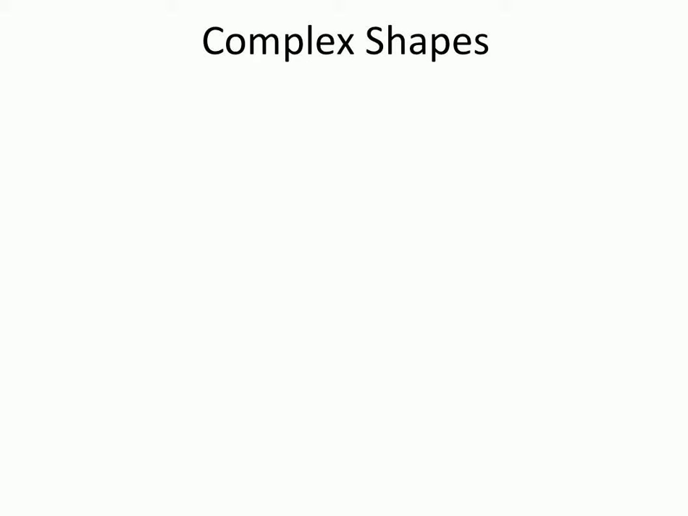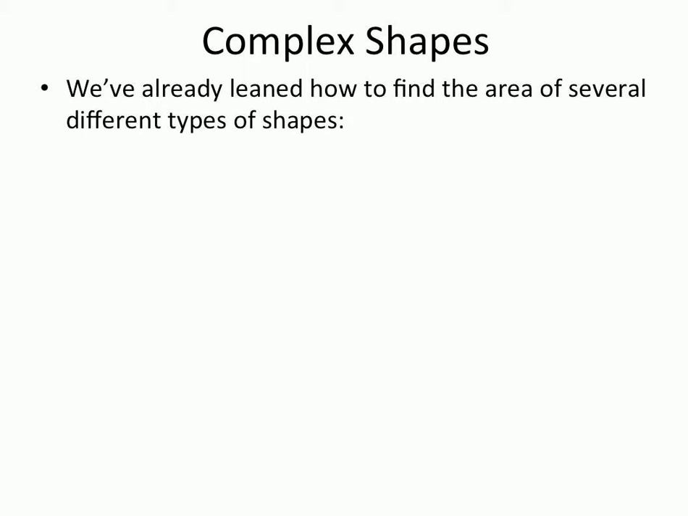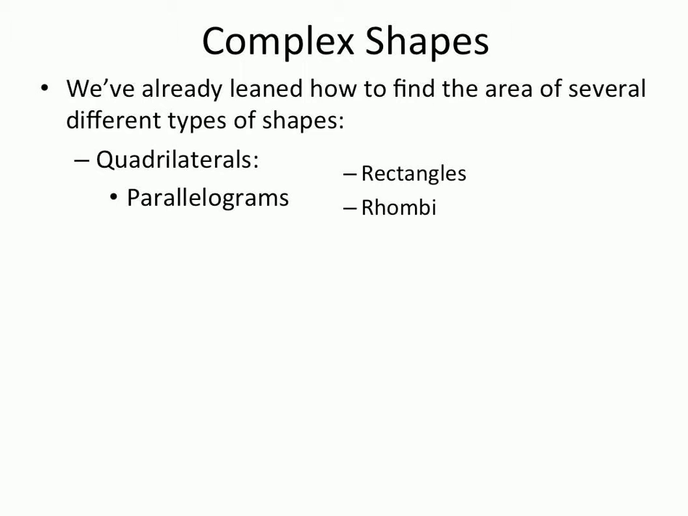So before we get to complex shapes, let's acknowledge how much you all already know about finding area. We've already learned how to find the area of several different types of shapes. You know how to find the area of various types of quadrilaterals, including parallelograms, and different types of parallelograms are rectangles, rhombi, and squares. You know how to find the area of trapezoids, and you know how to find the area of kites. So you also know how to find the area of triangles.